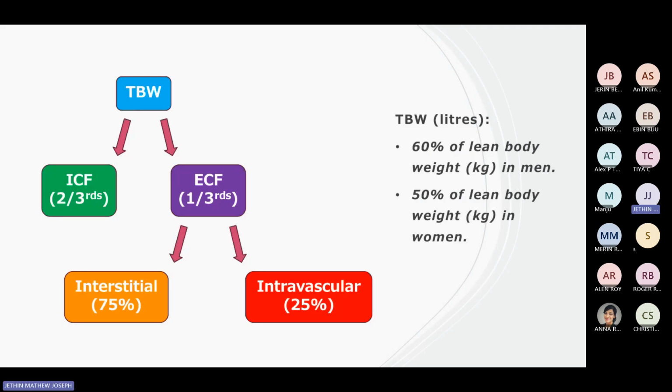So there are a few basic concepts which we should know before delving into hyponatremia. Total body water: an approximate measurement will be 60% of lean body weight in kgs in men and 50% of lean body weight in women. Total body water can be divided into two compartments, the intracellular fluid and extracellular fluid. Extracellular fluid is only 1/3 of the total body water, and that can be further divided into the interstitial compartment and the intravascular compartment. The intravascular compartment is about 25% of the extracellular fluid.